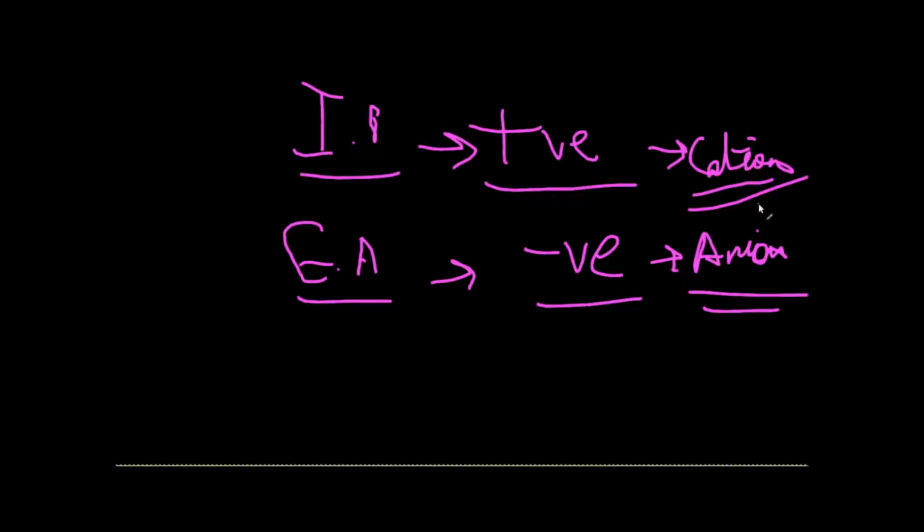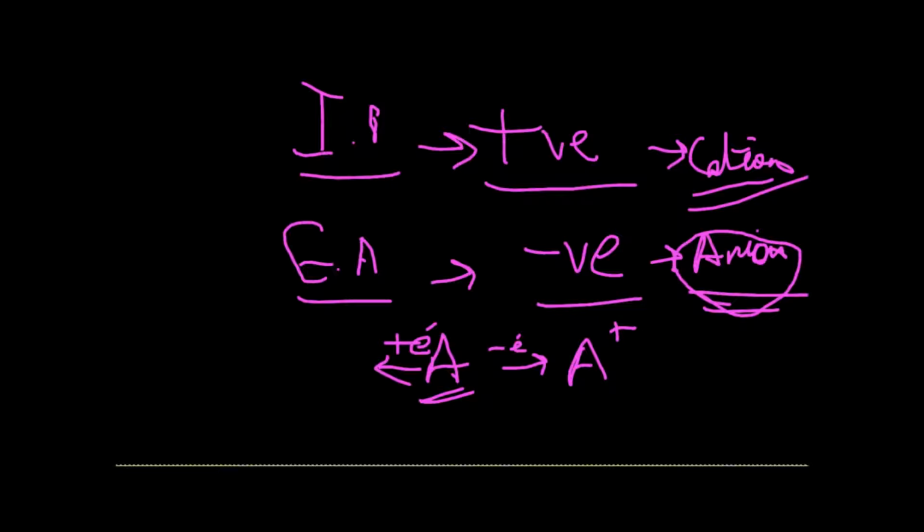And one more thing: an anion is always larger than its parent atom. By parent atom we mean, if you have an atom and it loses an electron, let me write minus electron, it'll form an A plus ion, which is an A plus cation. And if, for example, A gains an electron, this is the parent atom, guys.